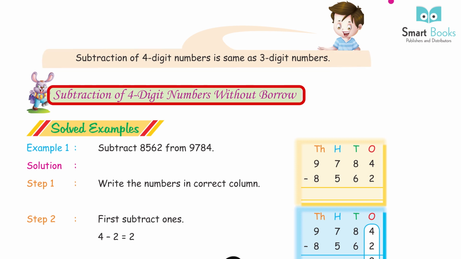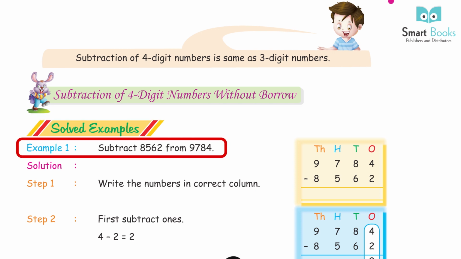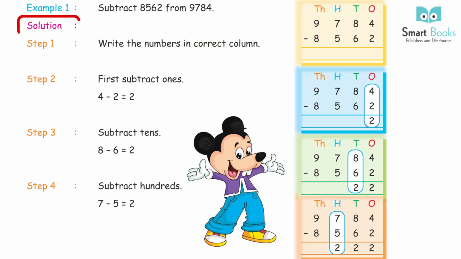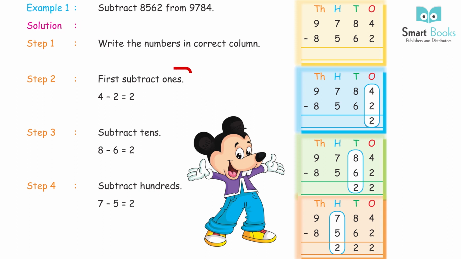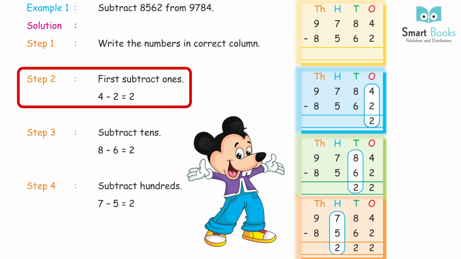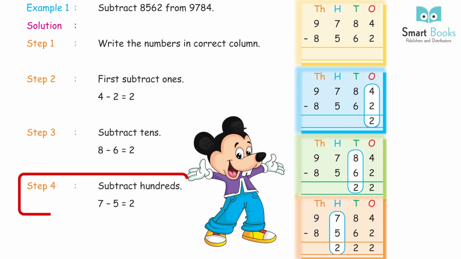Subtraction of 4-digit numbers without borrow. Solved examples. Example 1. Subtract 8,562 from 9,784. Solution. Step 1. Write the numbers in correct column. Step 2. First, subtract ones. 4 minus 2 is equal to 2. Step 3. Subtract tens. 8 minus 6 is equal to 2. Step 4. Subtract hundreds. 7 minus 5 is equal to 2.